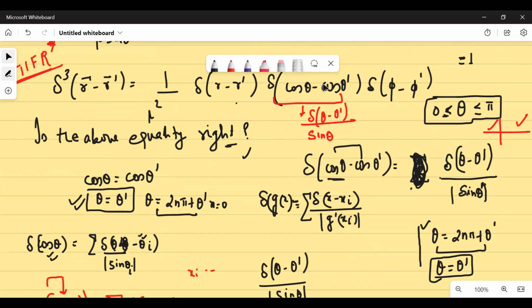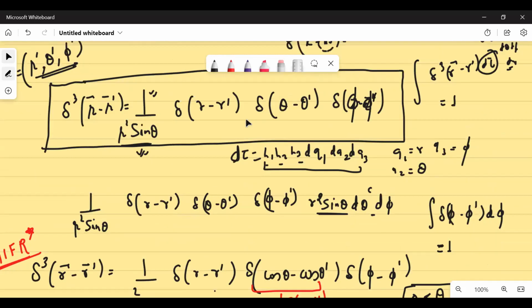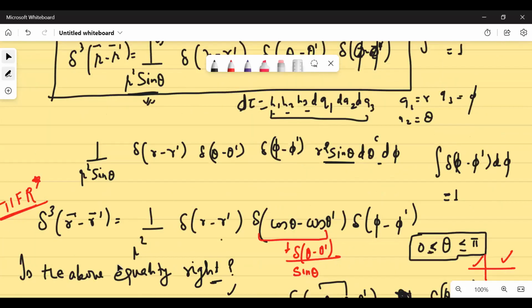So 1 upon r square, this will give you Dirac of theta minus theta dash divided by sine theta. So you have the sine theta coming from here. So 1 upon r square sine theta, Dirac of r minus r dash, Dirac of theta minus theta dash, Dirac of phi minus phi dash. Whether you write this in this fashion or in that fashion, they are one and the same thing.